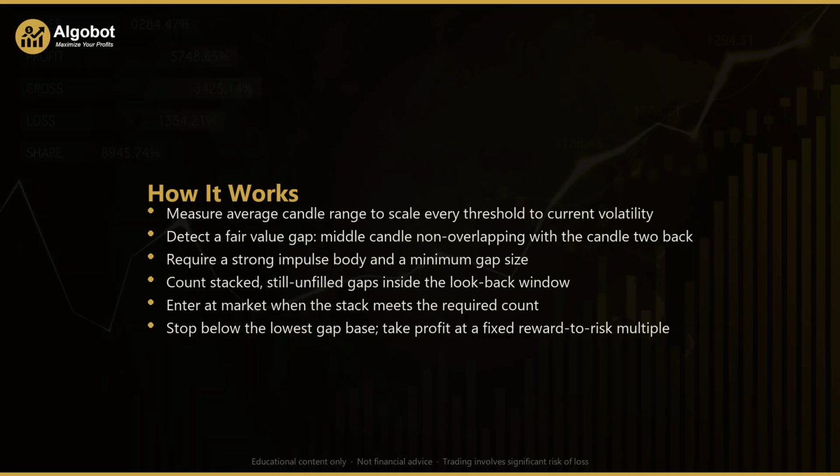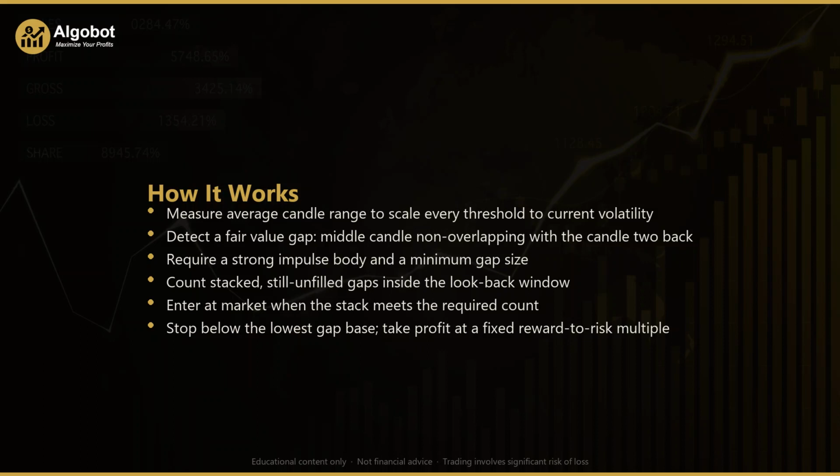The minimum impulse body is the average range multiplied by the impulse factor, by default 1 times the average. The minimum gap size is the average range times the gap factor, by default 15%. And the stop buffer is the average range times the buffer fraction, by default 20%.